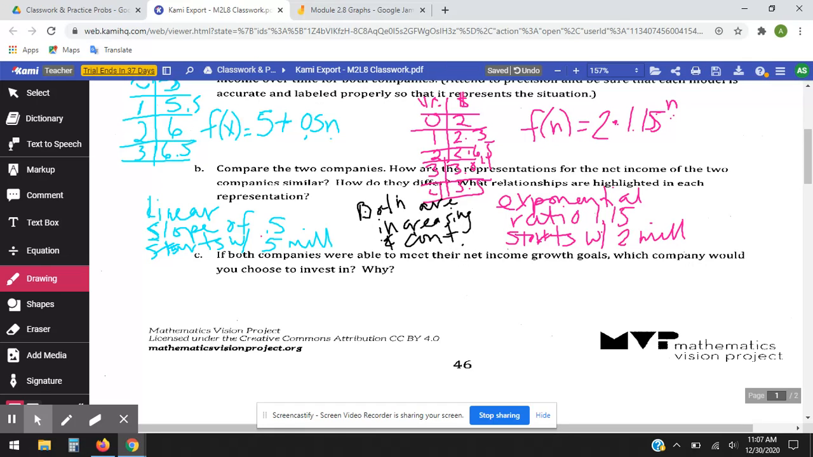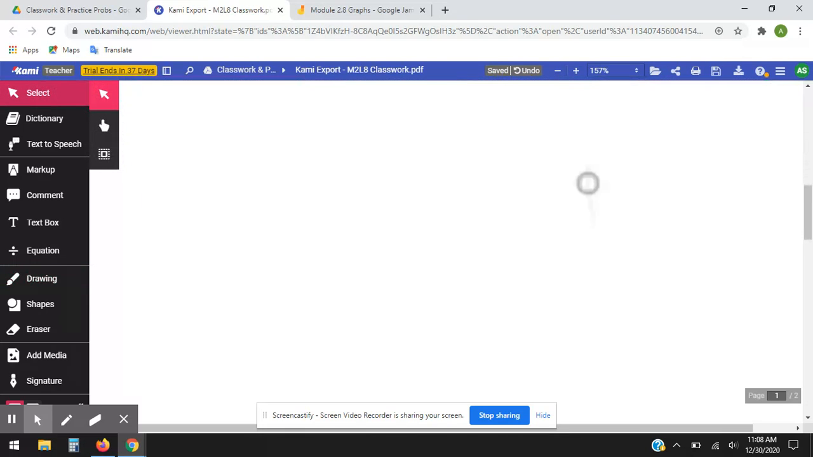So if both companies were able to meet their net income goals, which company would you choose to invest in? Well, I personally know that exponential is better, will increase faster in the long run. So I'm going to put ComputerFest. I'm not actually going to write everything out, but because it's exponential, we know that in the long run, it will eventually get past that 5 million and be going faster than 0.5 million each year. So there's the first part.